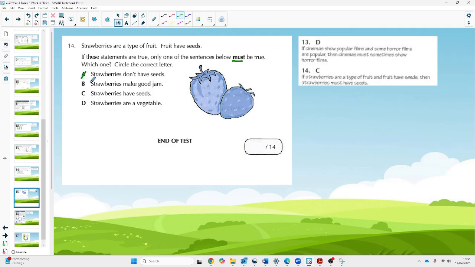Strawberries make good jam. They probably do, but it doesn't mention that in the text. Strawberries have seeds. Well, that seems to make sense, because if strawberries are a type of fruit and fruit have seeds, then strawberries must have seeds. Strawberries are a vegetable. Cross that out. No, because it says they're a type of fruit. So again, put your score out of 14. Well done if you've managed to get all of those correct.